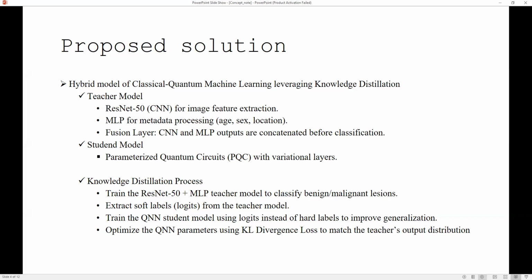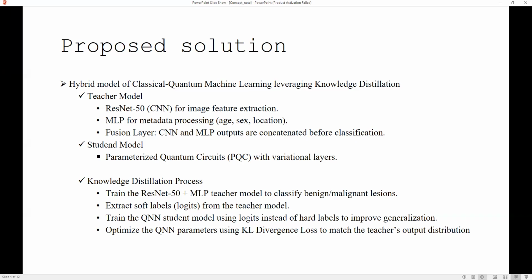After amalgamating that information, we send it to the student model. In the student model, we may use parameterized quantum circuits, or another option is quantum convolutional neural networks. After this student model receives the information from our teacher, it also does quantum analysis on it, then produces the final result, which is more accurate and more efficient.